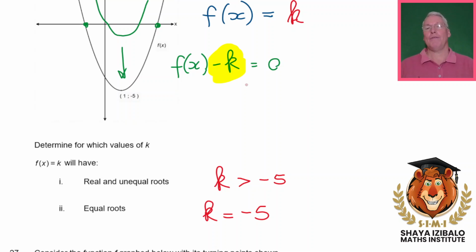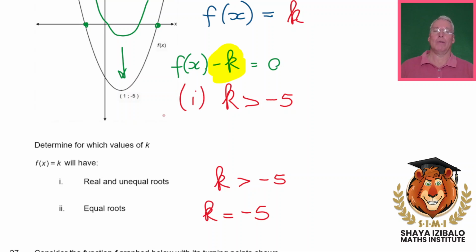And do you agree if, for example, k was minus 1, then the graph would move up by 1, all right? So if k was minus 3, it would move up by 3. We want to move it up, but we mustn't move it up by more than 5. And because of that, k must be bigger than minus 5. Okay, that's for part 1, for real and unequal roots.